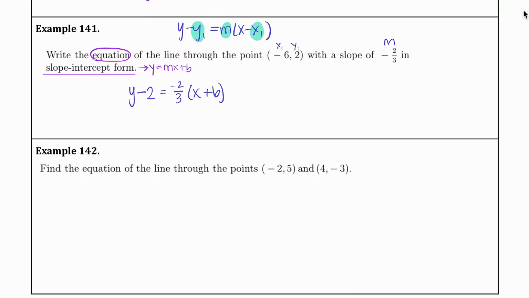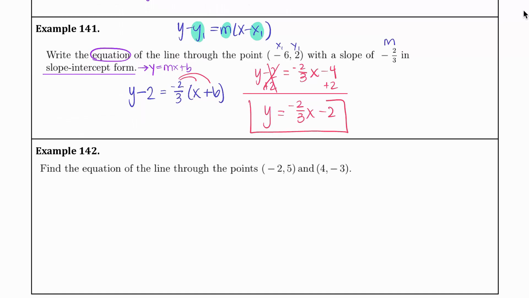Okay, if we want to convert this to slope-intercept form, I'm going to start by distributing that negative 2/3. So I've got y minus 2 equals negative 2/3 x. Negative 2/3 times 6 is going to give me negative 4. All right, for this to be slope-intercept form, we need our y alone. So we're going to move over that minus 2, and we do that by adding 2. So we end up with y equals negative 2/3 x minus 2. This is our equation, and now it's converted into slope-intercept form.